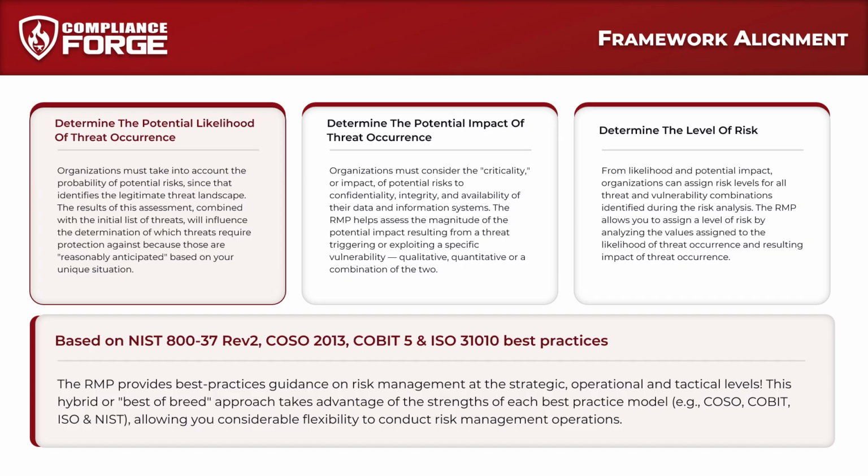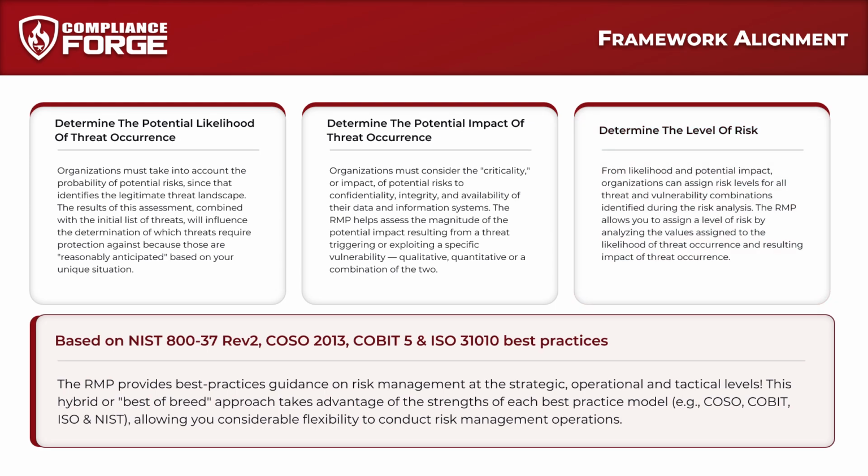First, determine the potential likelihood of threat occurrence. Organizations must take into account the probability of potential risks, since that identifies the legitimate threat landscape and determines which threats are reasonably anticipated based on your unique situation. Second, determine the potential impact of threat occurrence. Organizations must consider the criticality or impact of potential risks to the confidentiality, integrity, and availability of their data and information systems. This can be qualitative, quantitative, or a combination of the two. And third, determine the level of risk. From likelihood and potential impact, organizations can assign risk levels for all threat and vulnerability combinations identified during the risk analysis.